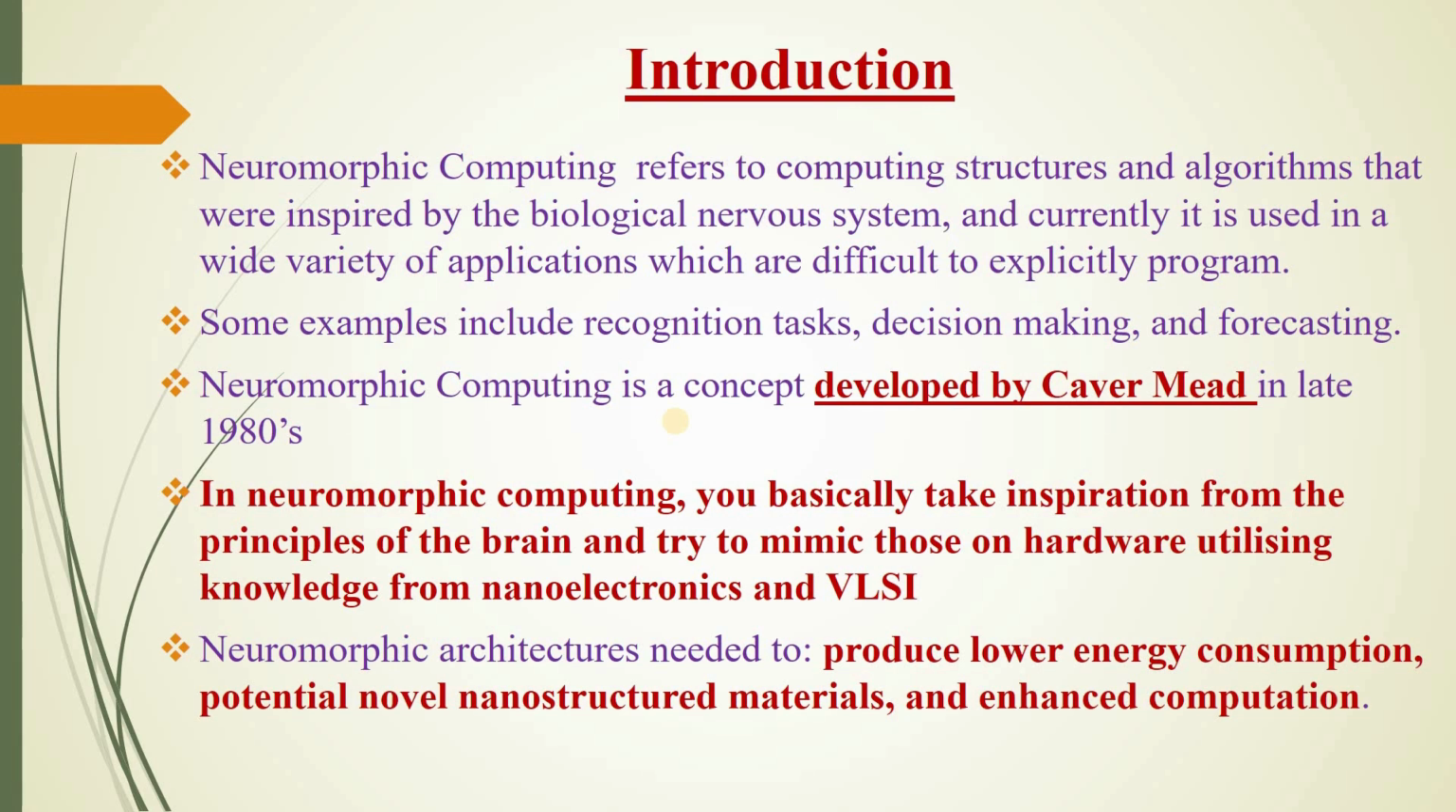Neuromorphic computing refers to computing structures and algorithms that were inspired by the biological nervous system, and currently it is used in a wide variety of applications like cognition tasks, decision making and forecasting. So if we use neuromorphic architectures or neuromorphic concepts, what will happen? It will produce low energy, it will create fewer delays, and it will enhance computations. There are so many advantages if we use neuromorphic computing.